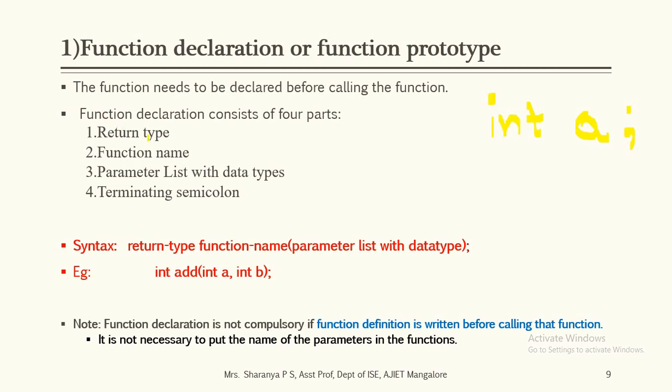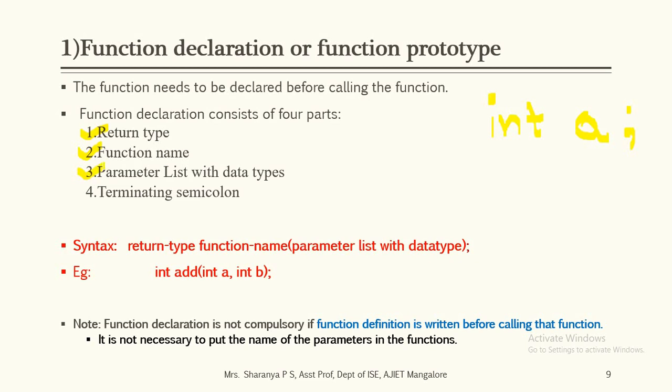What will these function declarations contain? First, it will contain the return type. Return type means the data type of the result that the function returns, which we call the return type. We will see with the example. And what is meant by a function name? It is the name of the function. Say, for example, if I give the name add, then add is the function name.